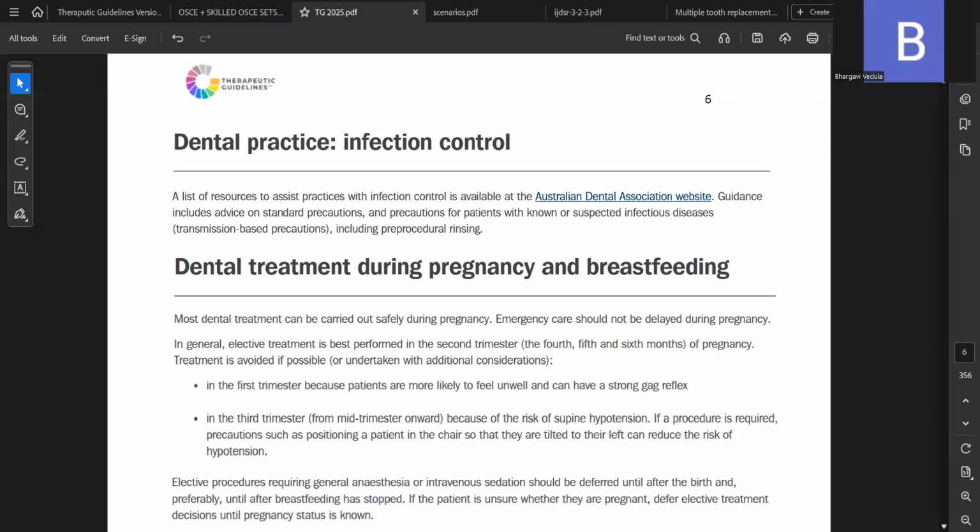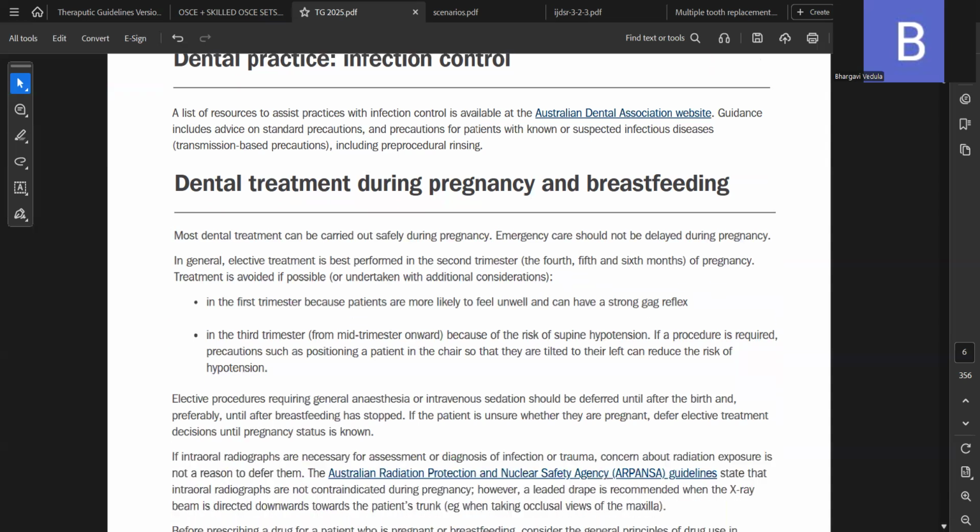Okay. So guidance includes advice on standard precautions. Standard precautions means what we follow routinely every day for every patient, and precautions for patients with known or suspected infectious diseases like COVID, TB, avian flu, influenza. If these patients come, we need to perform transmission based precautions, including pre-procedural rinsing. You should ask the patient to do the pre-procedural rinsing as well.